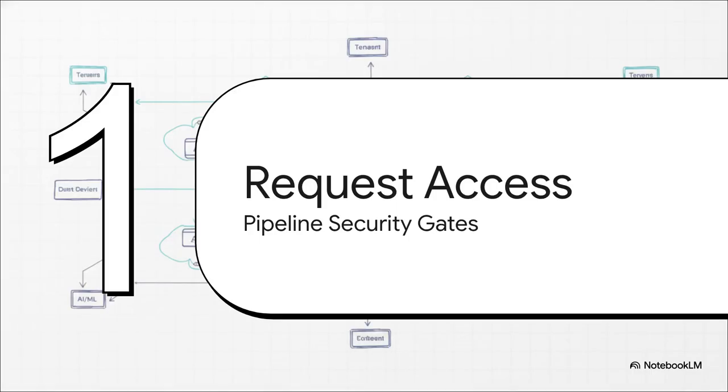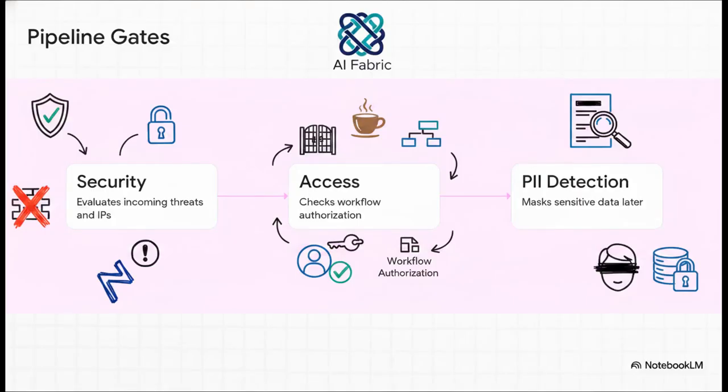Section 2. Request Access and Policy. Now, as the request actually hits the core orchestration pipeline, it faces some serious gates before intent extraction even thinks about happening. First up is the security analysis step. This evaluates incoming threats and IPs to just block malicious actors right at the door. Then, the access control step kicks in. This ensures the caller is actually authorized to enter this specific AI workflow at all.